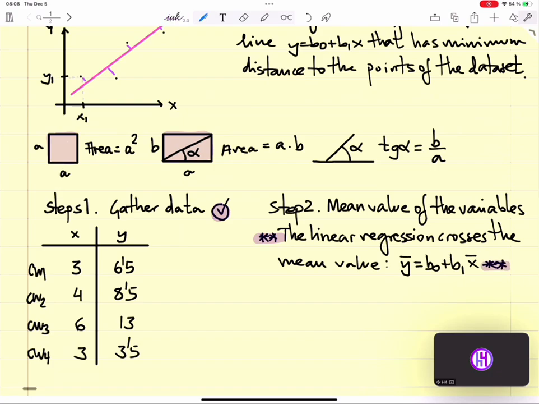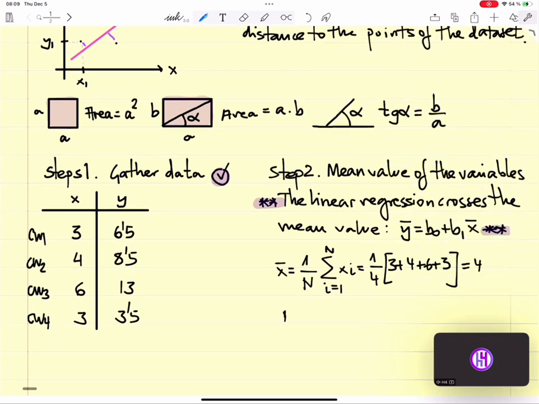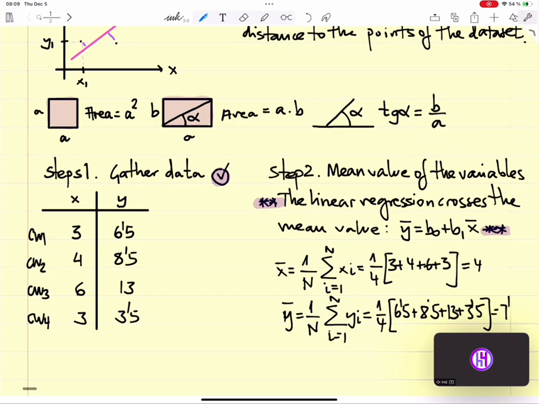Okay, so first we find out what is the mean value. To calculate a mean value is a piece of cake. This is 1 divided by 4, 3 plus 4 plus 6 plus 3 equals 4. And 1 divided by n, one divided by 4, 6.5 plus 8.5 plus 13 plus 3.5, equals 7.87.